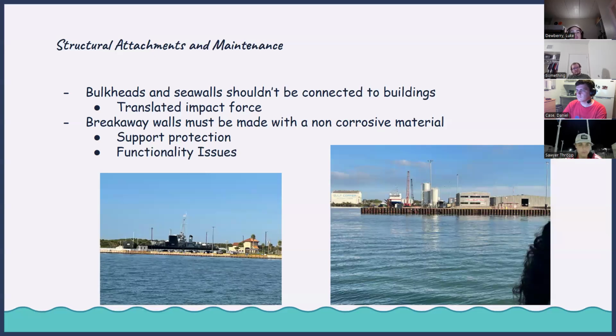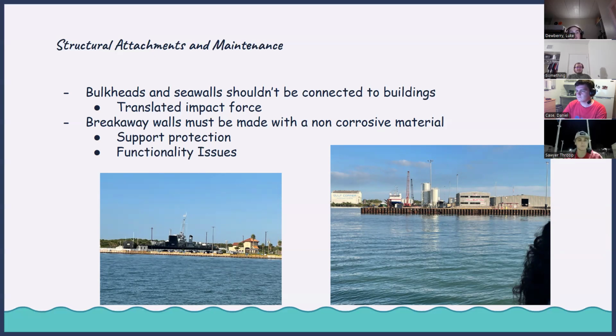And bulkheads and seawalls shouldn't be connected to any buildings or structures. If they are, the water that makes contact with them when the waves wash in will cause unnecessary strain on the structure and weaken it over time.